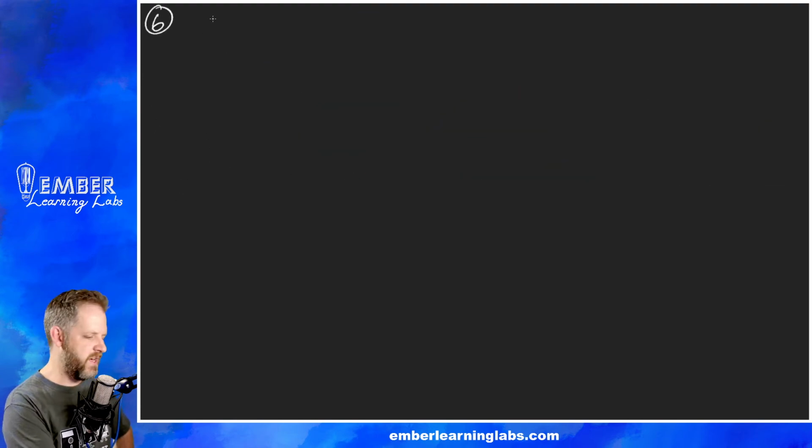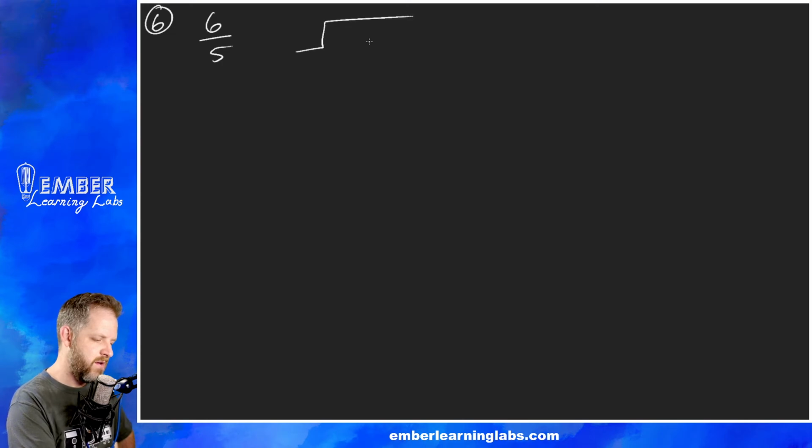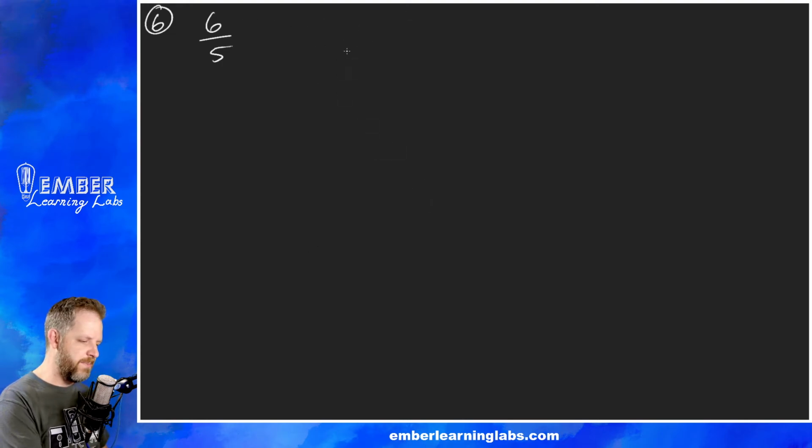Example number 6 is 6/5. Same drill. We're going to divide. The one on the top goes in the house. I don't know why I'm smushing it way up there at the top. I'm not going to have room for that.